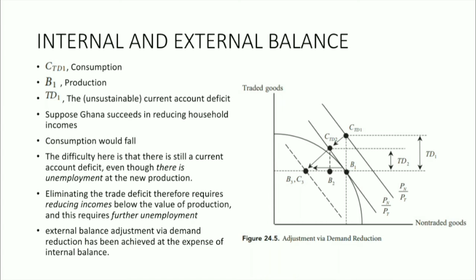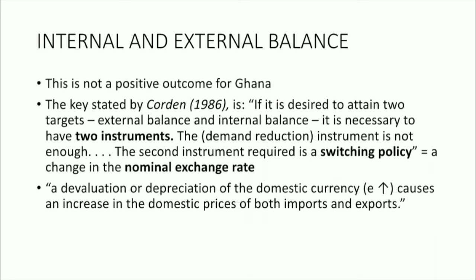And because of that, consumption would fall from CTD1 to CTD2. So the difficulty here is that there's still a current account deficit equal to TD2, even though there's still unemployment at the new production point B2. So removing the trade deficit requires reducing incomes below the value of production at point B1, as mentioned before. And by doing that, we need to have further unemployment. So this is not actually a positive outcome for Ghana just by reducing the demand.